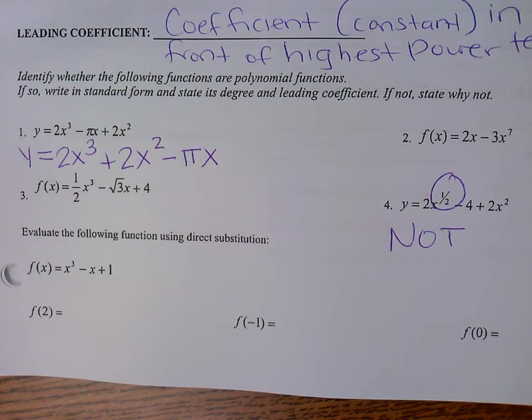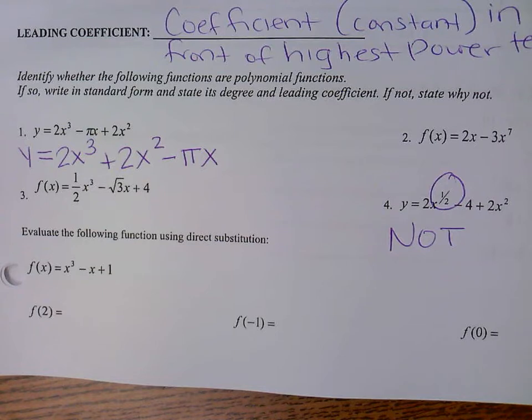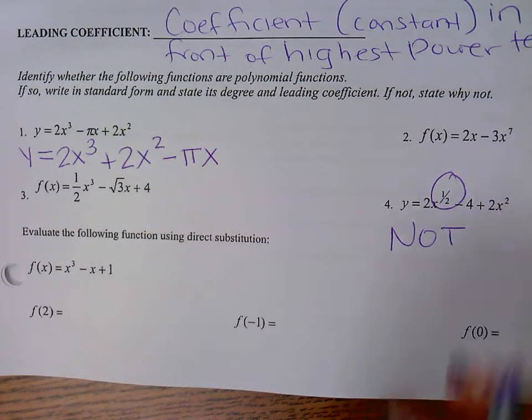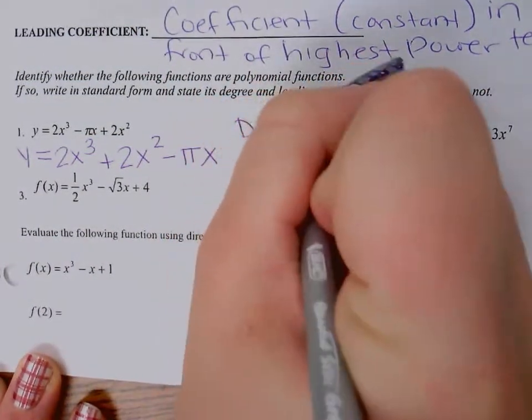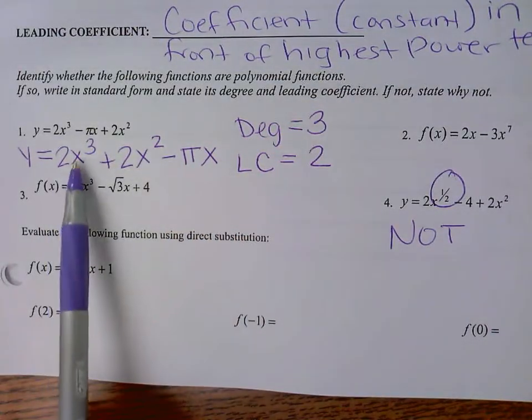So that's putting it in standard form, which you've been doing for quadratics literally last unit. So I don't feel like it's something new. We're just applying it to higher powers. The degree of this function is 3, and the leading coefficient, what's right in front of that, is the number 2.